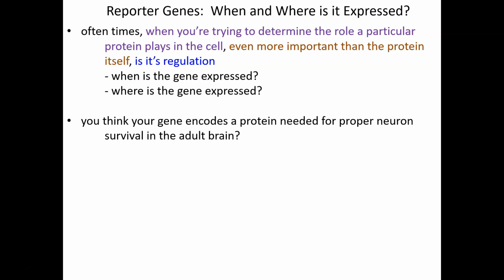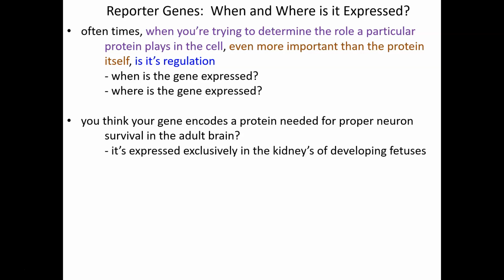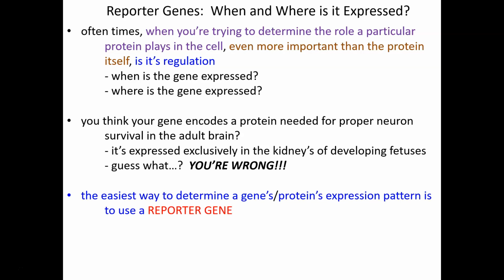So for example, you might think you have a gene that encodes a protein needed for proper neuron survival in the adult brain. You find, however, that it's expressed exclusively in the kidneys of a developing fetus. You've just proven your hypothesis incorrect. By determining where and when that gene was expressed, you have to reconsider your hypothesis. There's no way this protein is involved for proper neuron development in the adult brain if you see it only expressed in developing fetal kidneys. So we can answer some really simple but critical questions using reporter genes simply by determining the expression pattern or the regulation pattern of a gene.